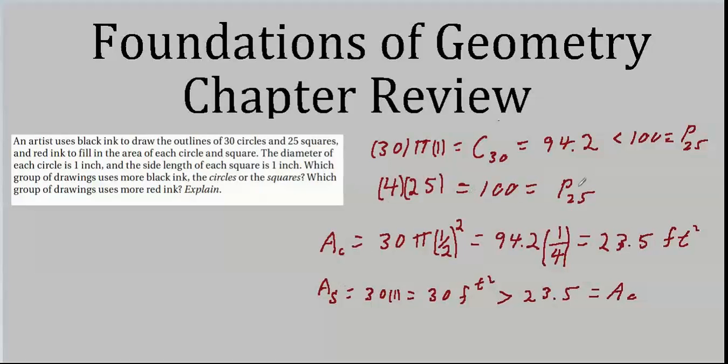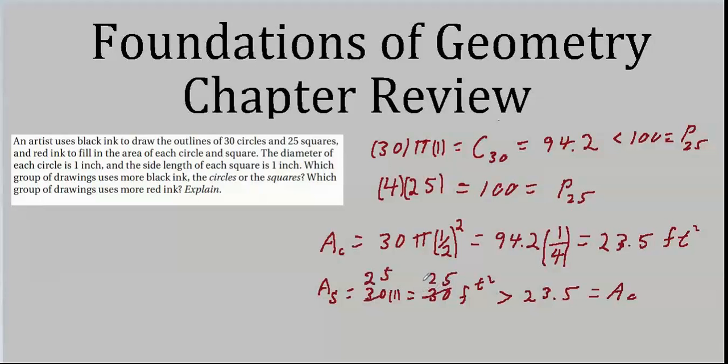Even though, wow, if I ever stop making mistakes, I could be a dangerous, dangerous person. This is not 30, it's 25. That means this is 25. We got 25 squares, not 30.